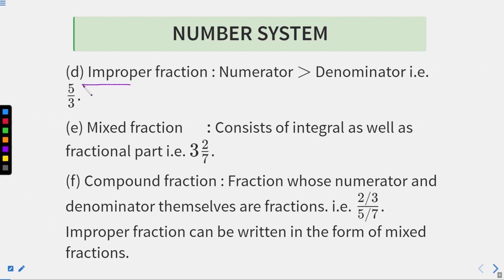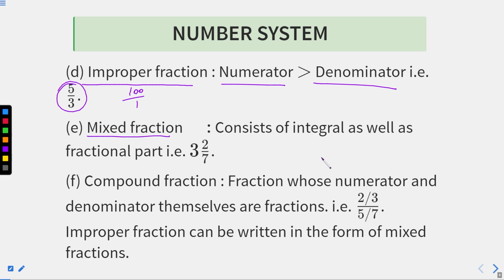Now we see the improper fraction. Here in an improper fraction, the numerator is strictly greater than the denominator. For example, 5 upon 3. Let's take another example, say 100 by 1 is also an improper fraction. Okay, now we see the mixed fraction.